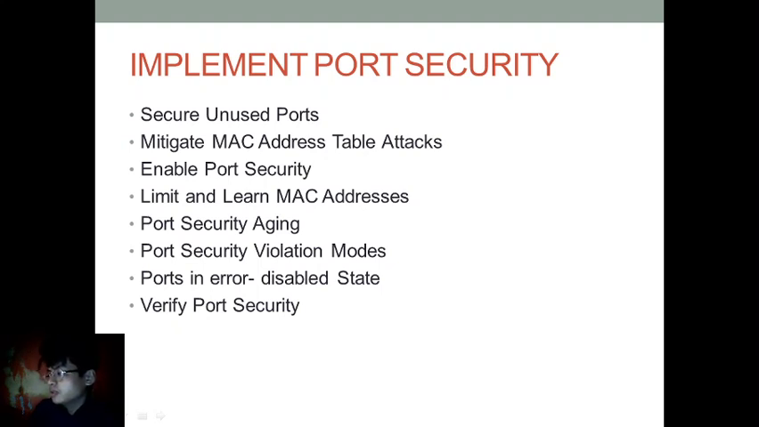When a port is shut down and placed in the error disabled state, no traffic is sent or received on the port. A series of port security related messages display on the console. Then verify port security. After configuring port security on a switch, check each interface to verify that port security is set correctly, and check to ensure that the static MAC addresses have been configured correctly.